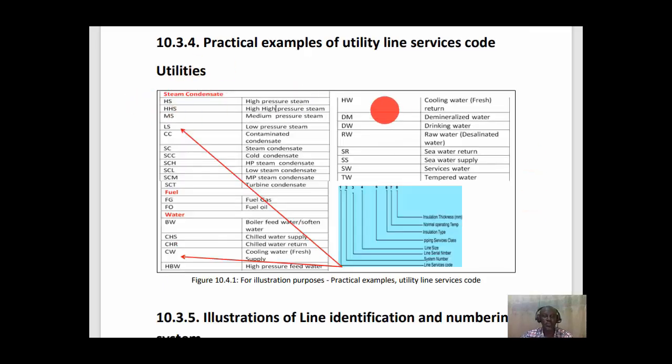The same thing is applicable to utility line service code. Here we have the line service code for utility line. We can have our LS, which designates low pressure steam. I can have my HW as the first number, which designates cooling water, fresh. Then I can have my SC as my line service code, which designates steam condensate, and so on and so forth. This is for practical illustration.